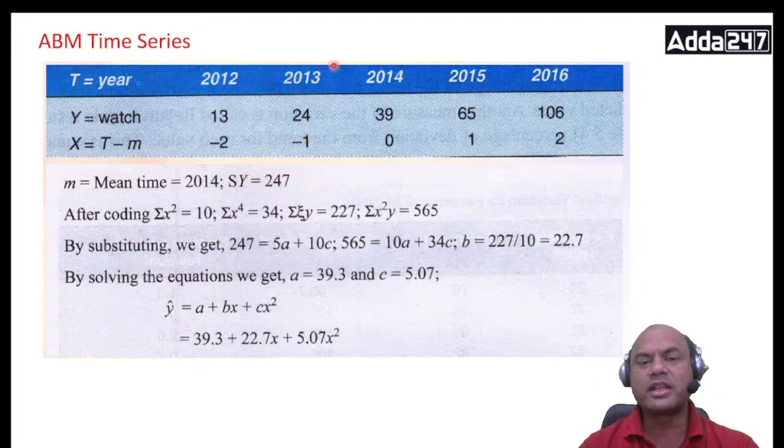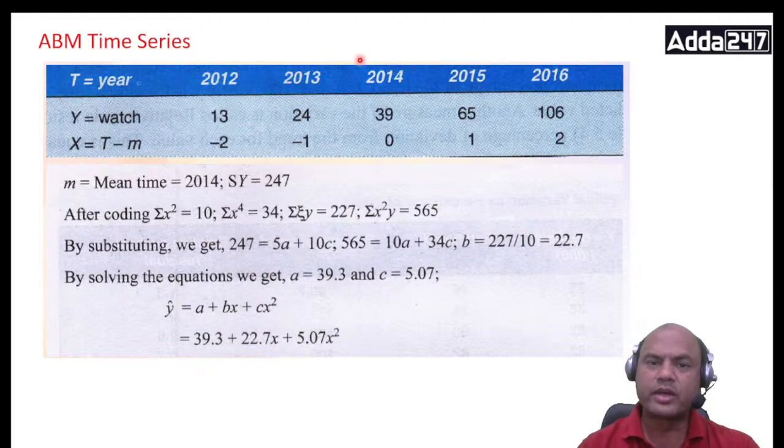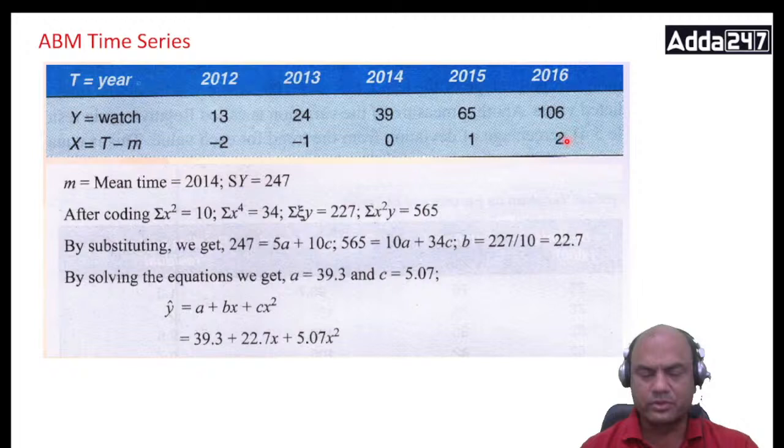So what is the average of these 5 numbers? So no multiplication by 2. So directly 2014. 12 minus 14 is minus 2. 13 minus 14 is minus 1. This is 0, this is 1, this is 2. Right? So you have got x. So now what is the mean time? Just now we saw this, 2014. This is the mean time.